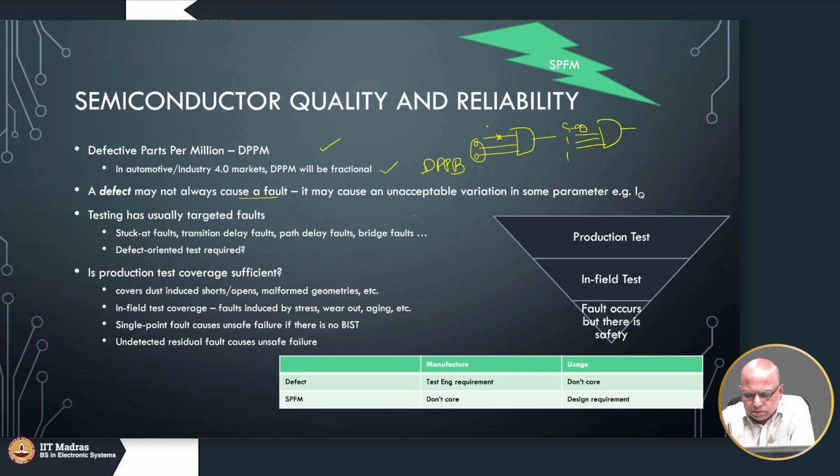So as a result, some people believe that one should go after not faults, but they should go after defects. So there is a term called defect oriented testing. There is a whole conference for this. But at present, I don't know whether this is being practiced so much.